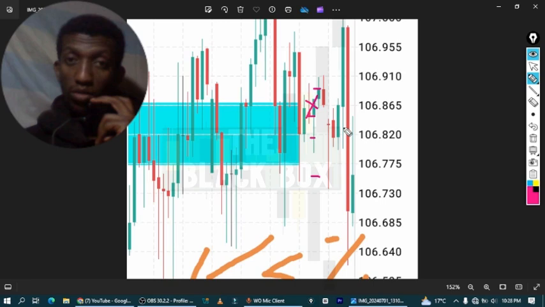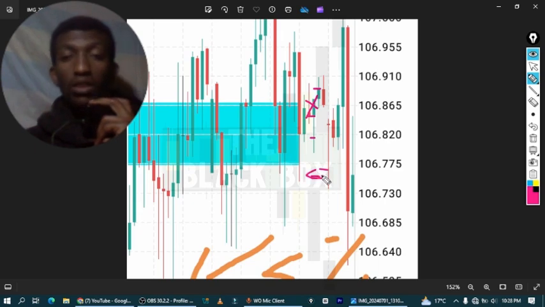So I'm going to focus on the new one. If I enter down there and TP2 is located down there too, what is the point of entering this trade? What is the point? There is no point.